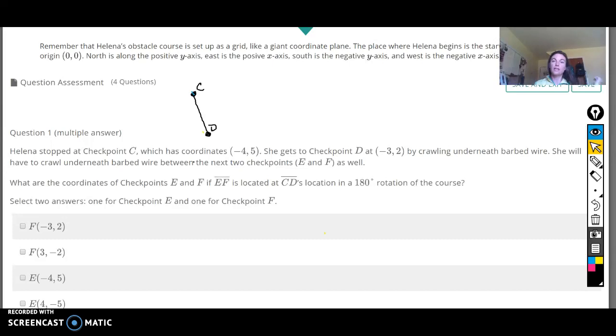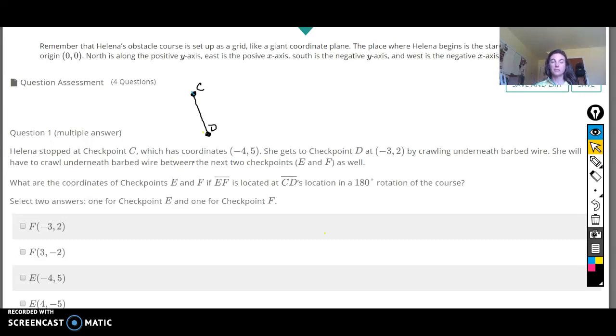And we have 4 questions that are still dealing with the obstacle course. All right. And in this section, we're going to get a little bit more complicated, but it's really not too bad. We're going to be dealing now with rotations instead of reflections.